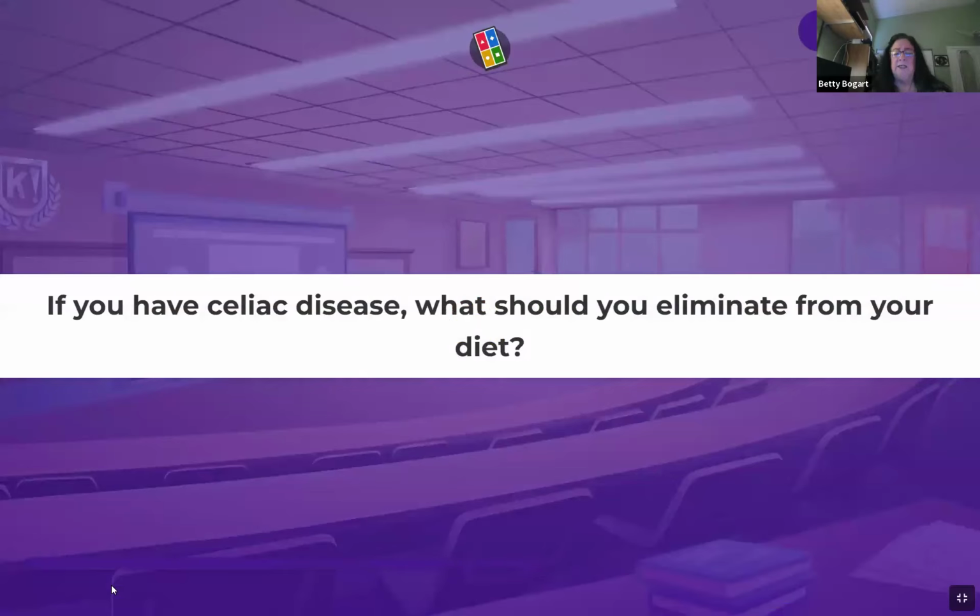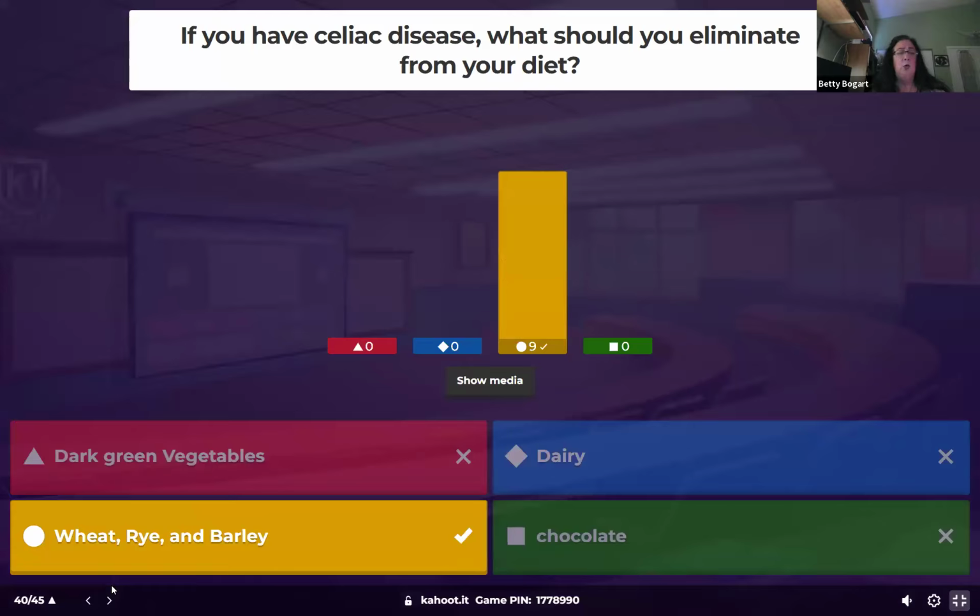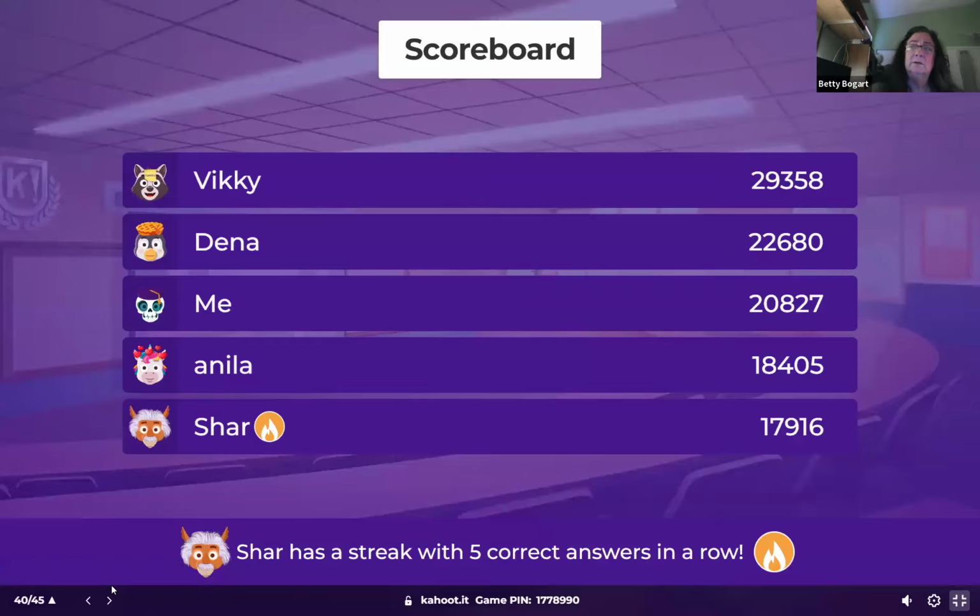If you have celiac disease, what should you eliminate from your diet? So wheat, rye, barley, oats. What's a good alternative? Rice. Okay, remember that.